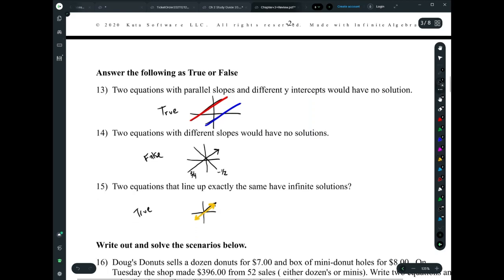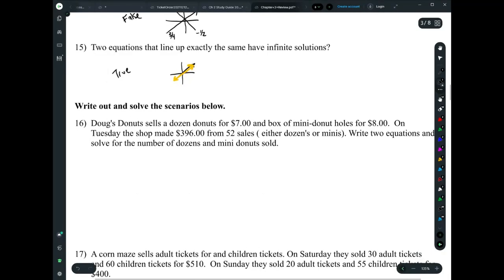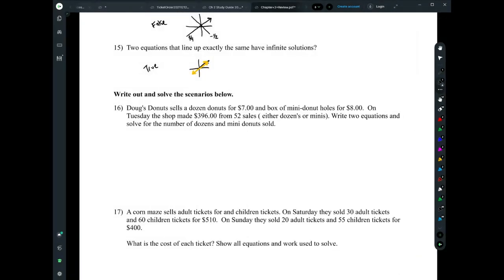Some word problems. Basically, I'll help you set these up. Afterwards, it's all just the same old stuff. Doug's Donuts sells dozen donuts for $7 a box, and mini donut holes for 8. So, two equations, typically letting each of your variables, so dozens, I'll let be D, and M, I'll let be mini donuts. So let's think here. Dozen donuts for 7, box of mini donuts for 6. They made 52 sales. The first equation is typically going to have all your money in this case.